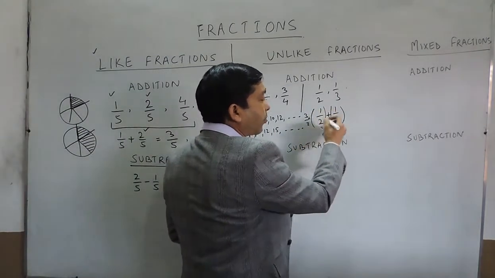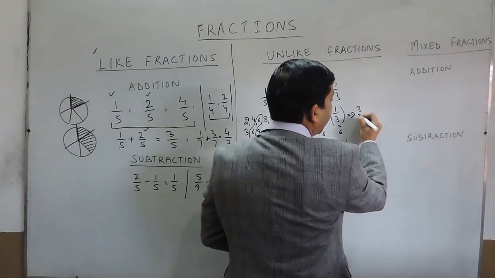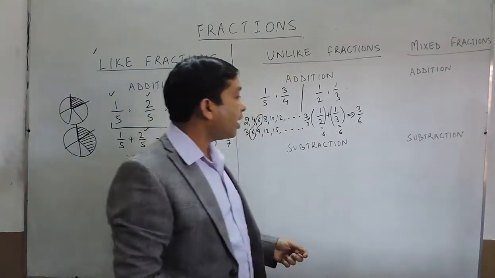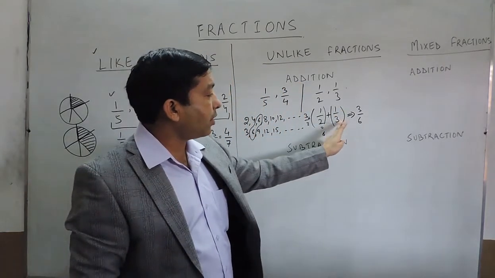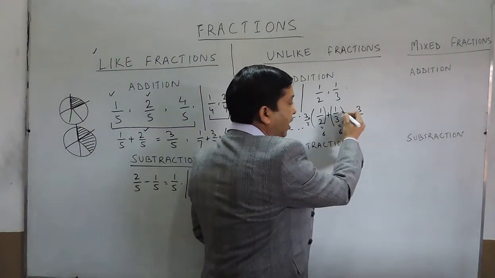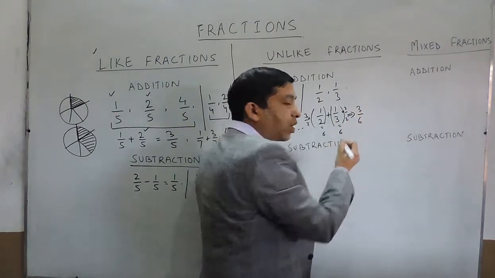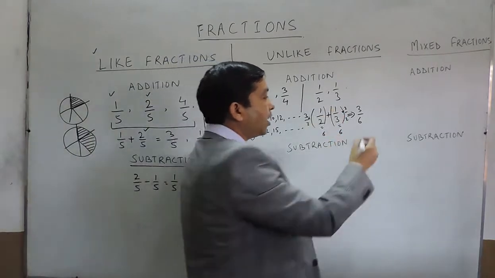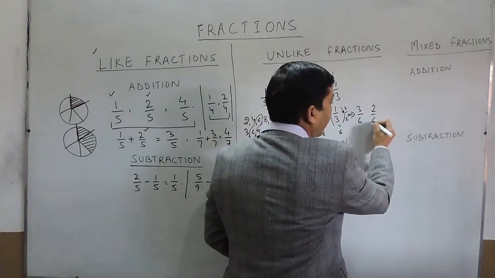So to the fraction 1 upon 2, I can write 3 upon 6. Same way, if I am taking the denominator as 6, in the second case 1 upon 3, we have to multiply by 2 in the numerator and denominator. This I can write as 2 upon 6.